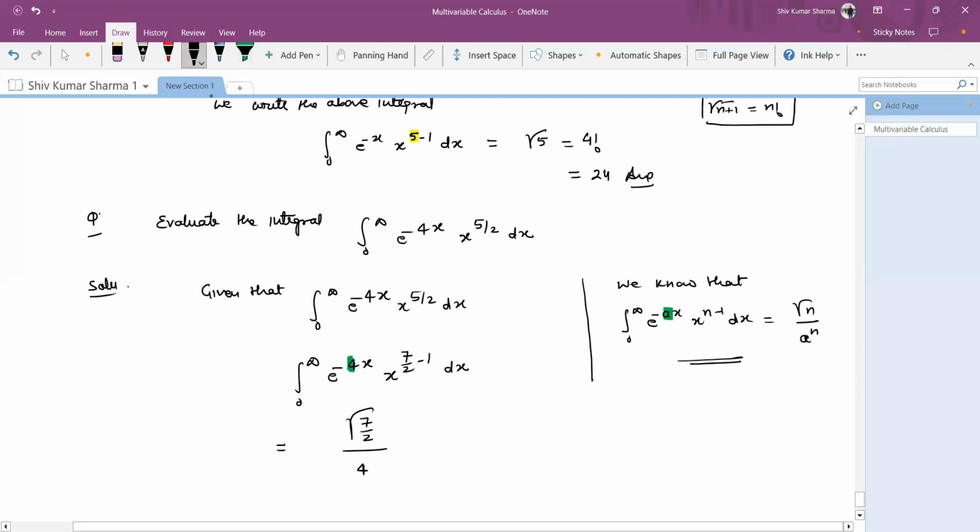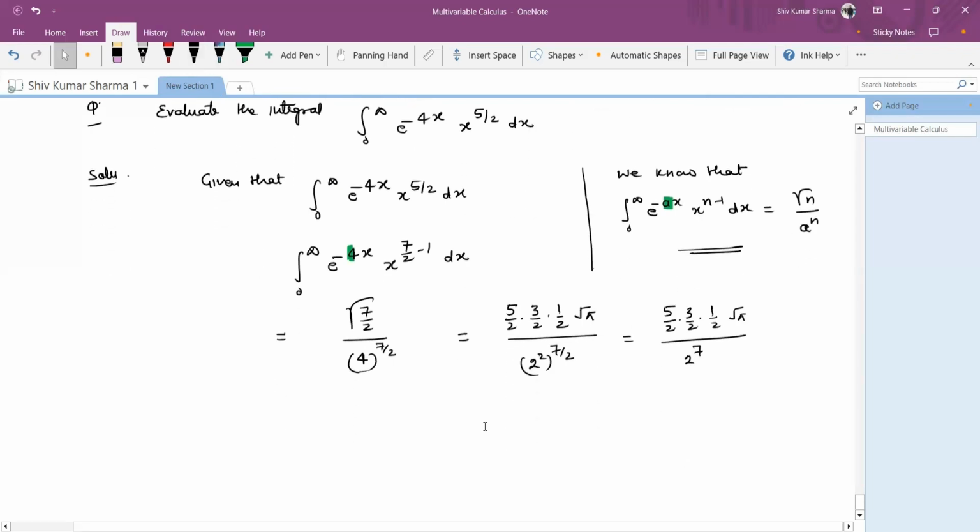So a is 4, 4 raised to the power n. What is n here? n is 7 by 2. Now we simplify this. We also know how to calculate gamma 7 by 2. It is 5 by 2, 3 by 2, 1 by 2 into root pi upon 4 raised to the power 7 by 2. 4 you can write as 2 squared, so this can be written as 5 by 2, 3 by 2, 1 by 2 into root pi upon 2 raised to the power 7. Okay, so the 2 and 2 cancel.